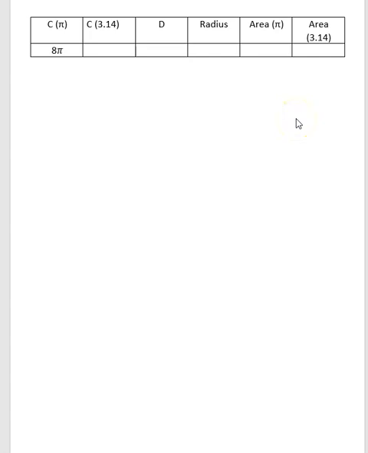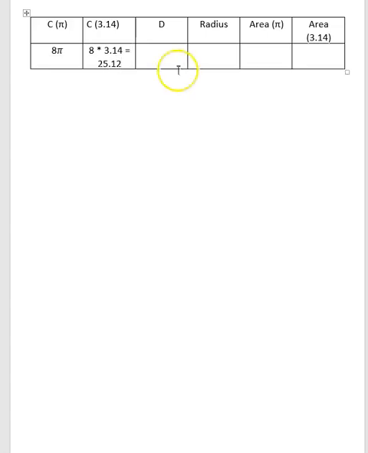Okay, today we're going to go over how to convert between circumference, diameter, radius, and area. Given one, can you convert to any of the others? So we're going to start out with an exact circumference. Our exact circumference is 8 pi. Now, if you want to make it an approximate, then we're going to replace pi with 3.14 because that's the approximate value of pi. So 8 times 3.14 is equal to 25.12.